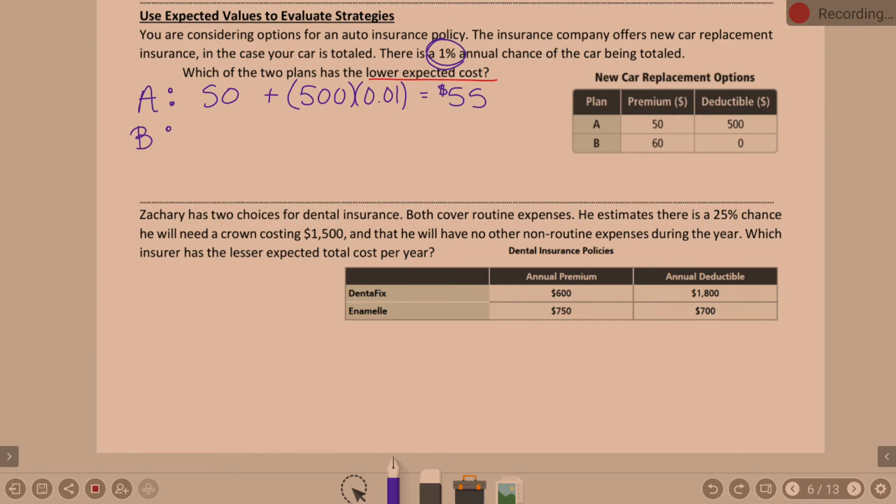What about Plan B? The known that I'm definitely paying is $60. Plus, if I have to get my car replaced, what am I doing? You're not paying anything, right? I mean, if you want the official math, it is 1% of 0.